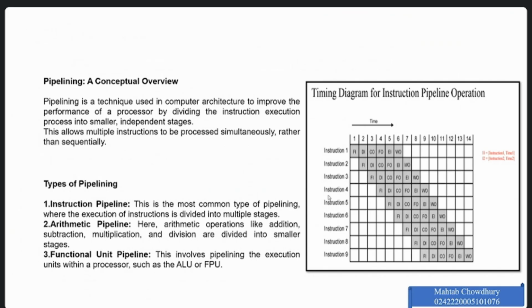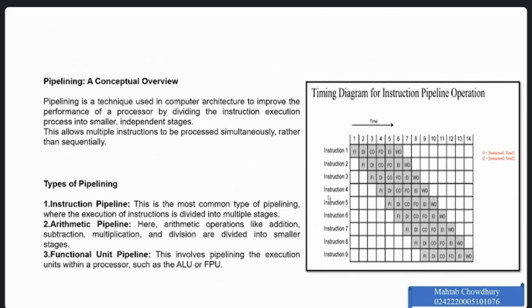What is pipelining? Pipelining is a technique used in computer architecture to improve the performance of a processor by dividing the instruction execution process into smaller and independent stages. This allows multiple instructions to be processed in parallel rather than sequentially.